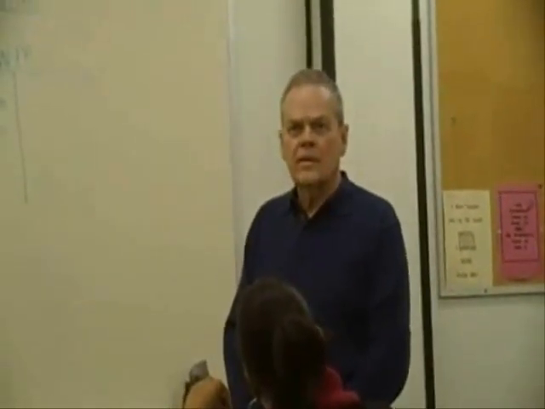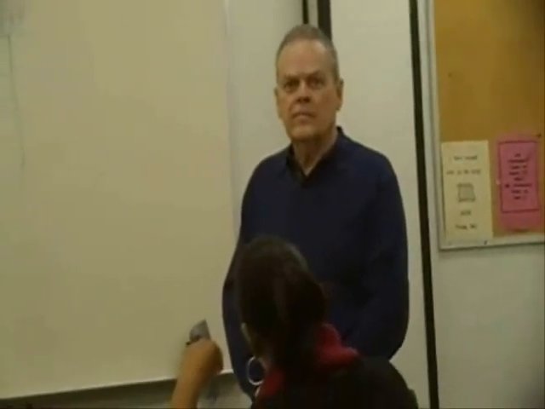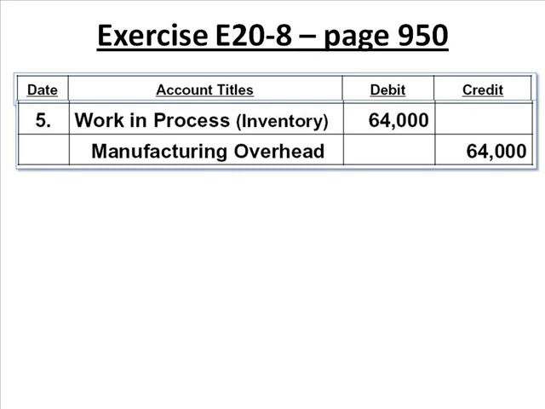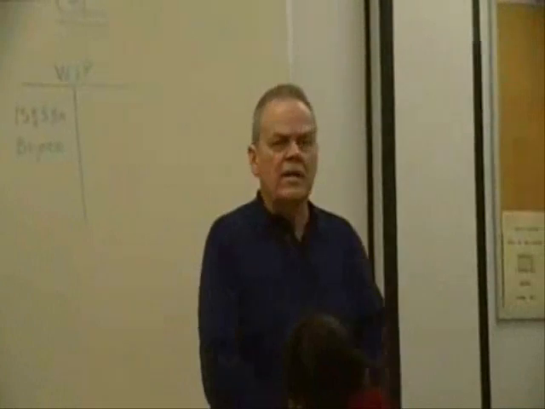Apply overhead to production. So, you're going to debit work in process and credit manufacturing overhead. Debit work in process, credit manufacturing overhead is correct, Tucker. Way to go. Tucker, let's play a word game. Debit work in process, credit manufacturing overhead, how much? A word. Applied. This is the applied amount. Thank you for knowing that.